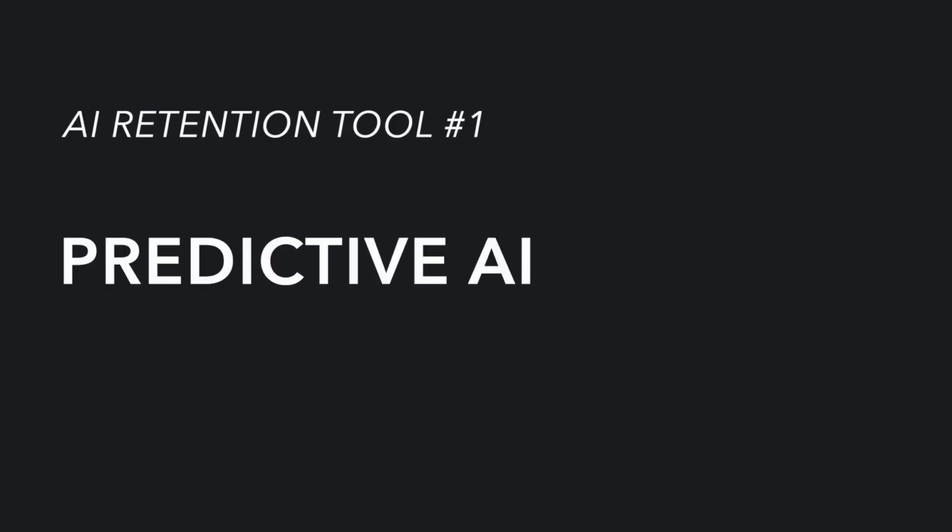With all of that in mind, let's talk about the first way you can use AI to reduce churn and increase retention, and that's with predictive AI. One of the most common ways that we can fix churn and increase customer retention is by building predictive models. Essentially, we're using a type of AI, predictive AI. Traditionally, we call this supervised learning.